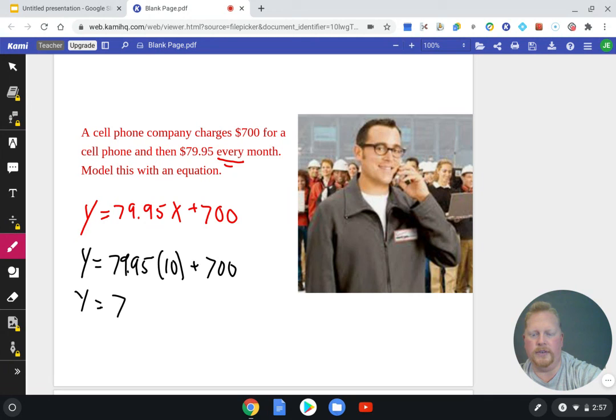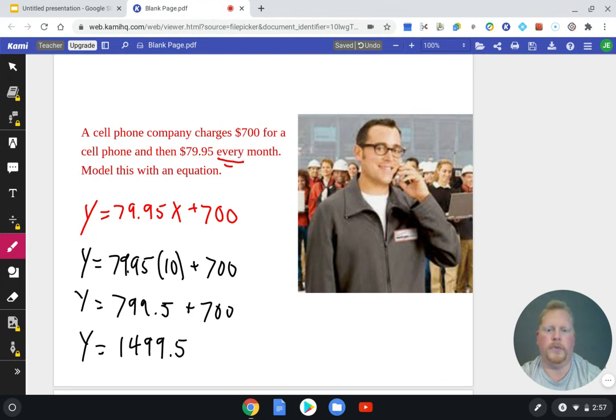So that'll be 799.5. So what that means is over the course of 10 months, you are going to spend $1,499.50 on your cell phone.